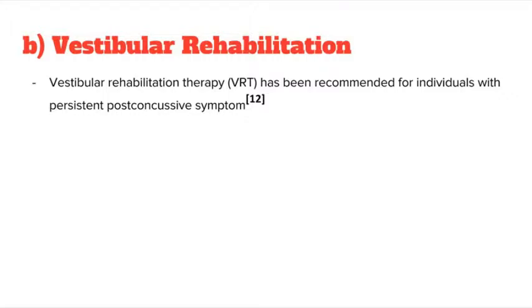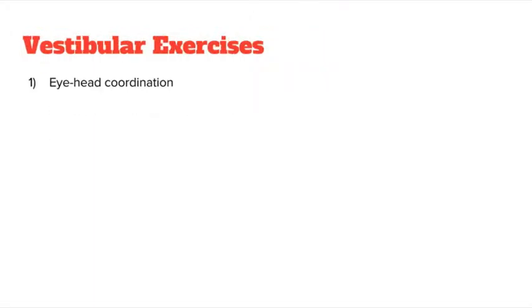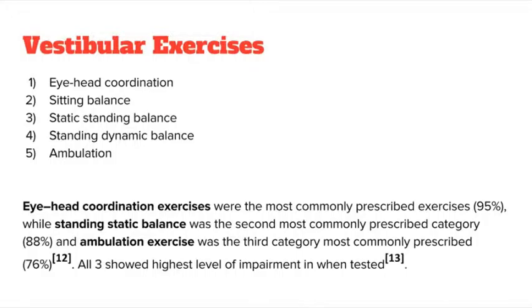Level 2 evidence shows that vestibular rehabilitation has been recommended for individuals with persistent post-concussion symptoms. Furthermore, those who undergo vestibular rehabilitation are more likely to be medically cleared within 8 weeks versus control groups. Vestibular exercises are as follows: eye-head coordination, sitting balance, static standing balance, standing dynamic balance, and ambulation exercises. Of the vestibular rehabilitation exercises, eye-head coordination, standing static balance, and ambulation exercises had the most impairments and were most commonly prescribed.